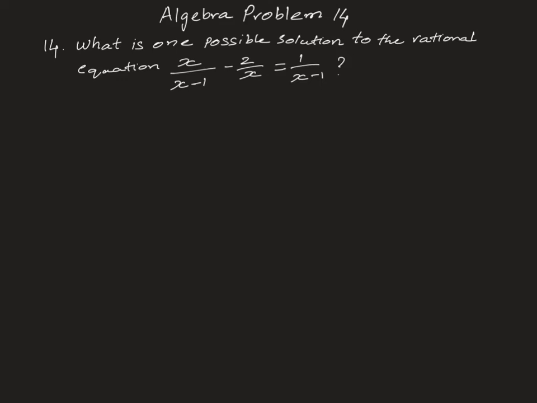In this video, I'll show you how to solve this algebra problem. What is one possible solution to the rational equation x divided by x minus 1 minus 2 over x equals 1 over x minus 1? So the first step is I'll just rewrite it: x over x minus 1 minus 2 over x equals 1 over x minus 1.